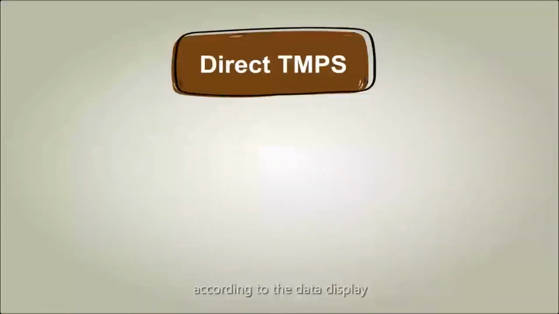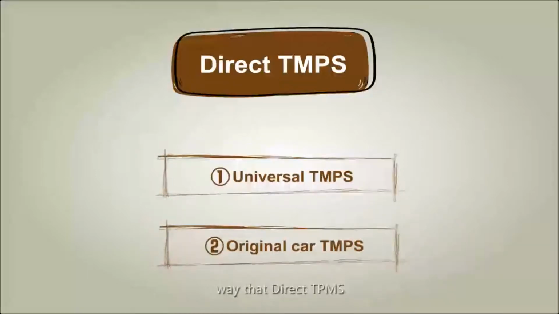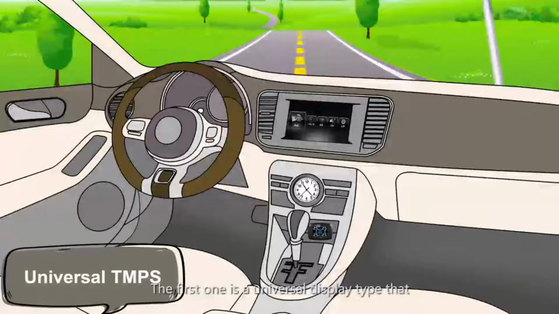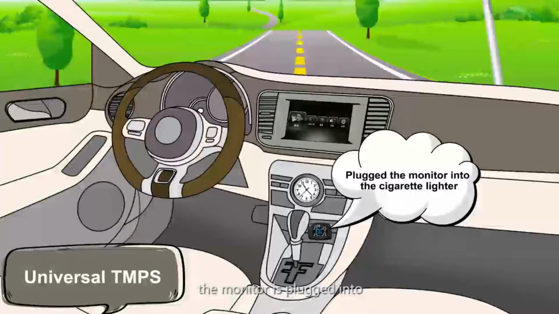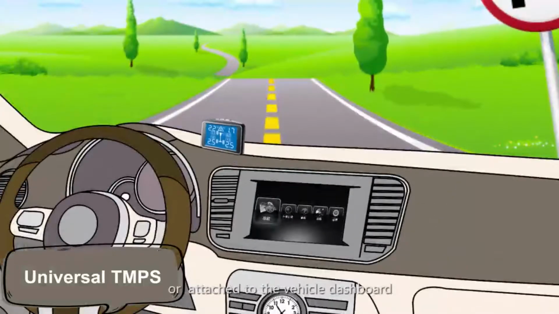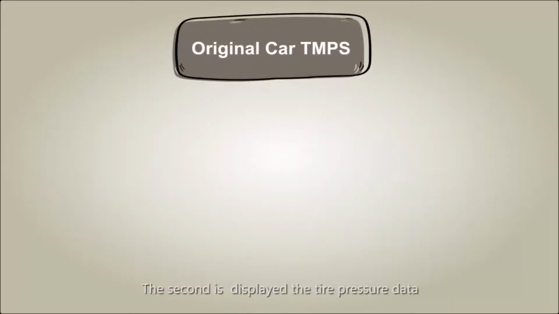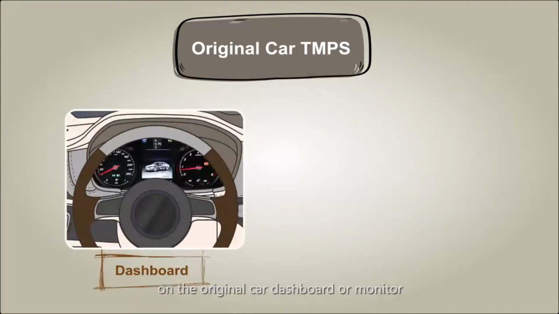According to the way of data display, direct TPMS can also be of 2 types. The first one is a universal display type, where the monitor is plugged into the cigarette lighter or attached to the vehicle dashboard. The second displays the tire pressure data on the original car dashboard or monitor.